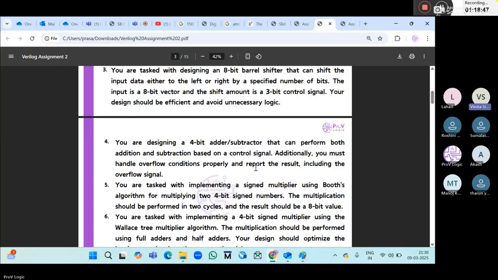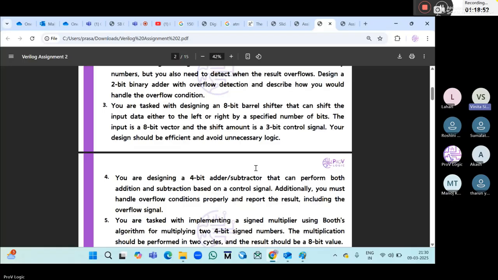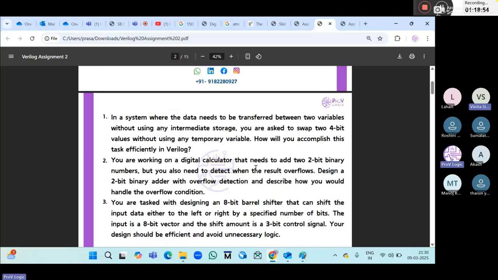For the adder, actually, overflow is also there in question number 2. That I've done, but the digital calculator I have not done, the one having the 2-bit. Okay.